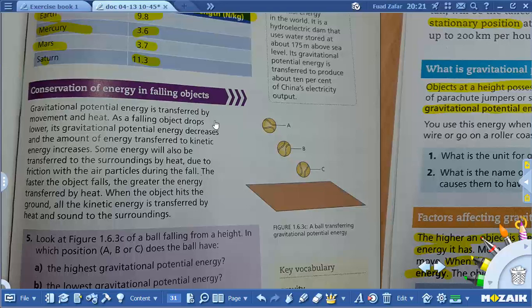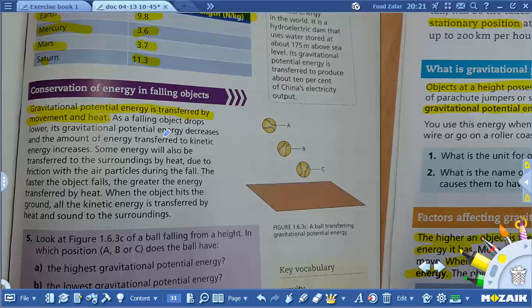Gravitational potential energy is transferred by movement and heat. As a falling object drops, its gravitational potential energy decreases, and that amount of energy is transferred to kinetic energy. As I say, kinetic energy is the movement of the object, and potential energy is what it has when it's at height. Gravitational potential energy is transferred by the movement and heat.